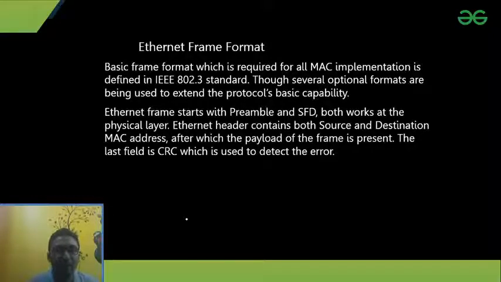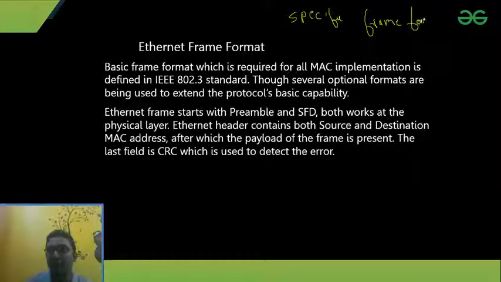So yeah, we were starting the main thing for today, that was the frame format of Ethernet. As Ethernet majorly works in the data link layer, about the physical layer there is nothing more than encoding and signal stuff. We talked about encoding, that it uses Manchester encoding. Now we will talk about the data link layer part of the Ethernet.